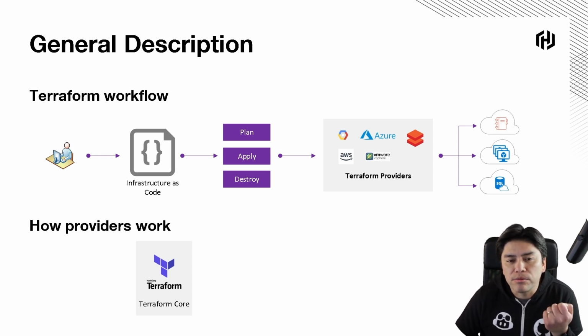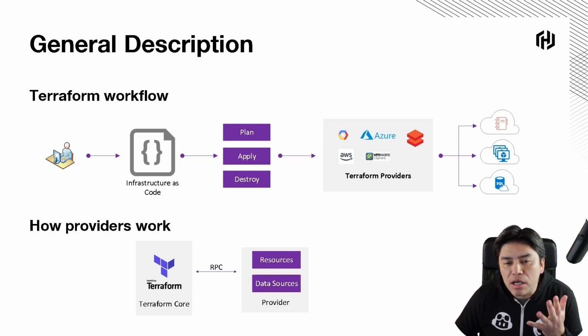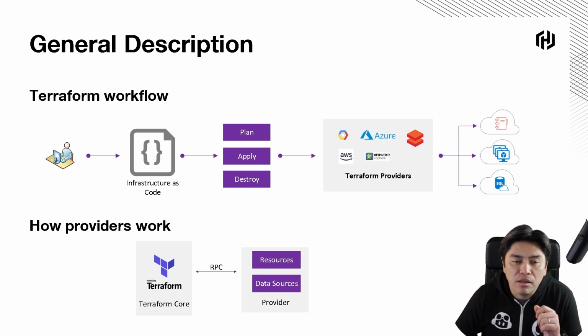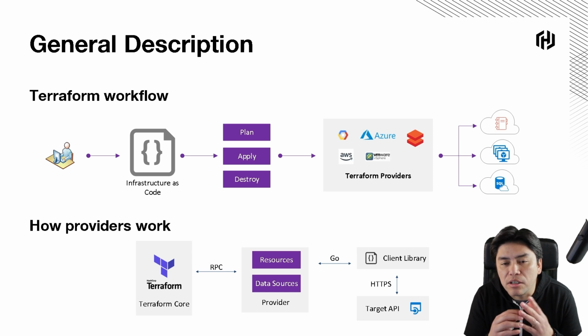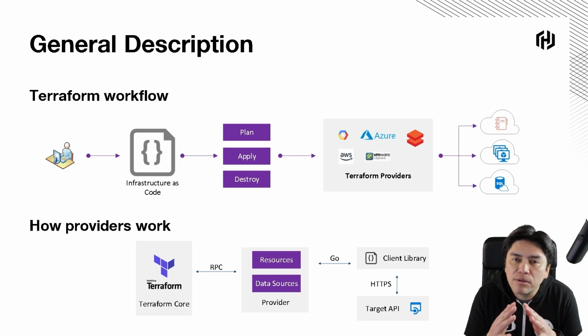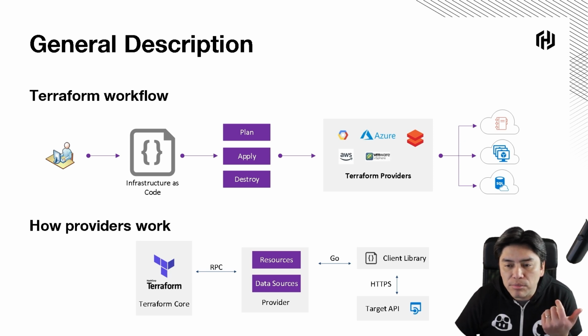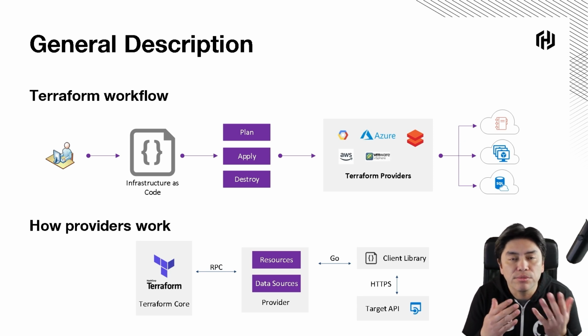Under the hood, a Terraform provider acts essentially as a plugin. It communicates with Terraform core over RPC and presents the resources and data sources that you can manage with the provider. Terraform providers, like Terraform itself, are built in Go and use a client library to handle communication with your target APIs over HTTPS. This client library takes care of connecting to the API, authenticating your requests, handling common errors like connection issues, and converting the data it receives into a usable format.